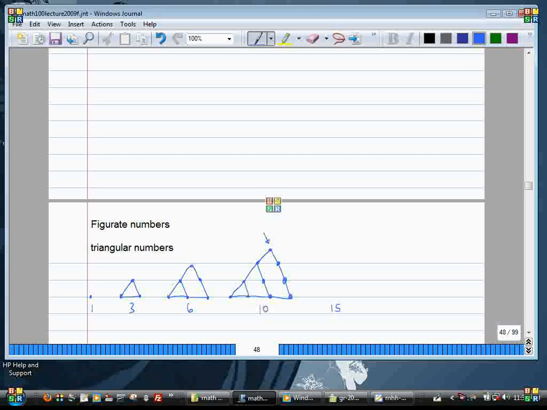And how about in the next triangle? What are we going to add? We're going to add 6, yes, and get 21. By the way, this procedure should sort of remind you of something. What does this remind you of? Method of common differences, absolutely.